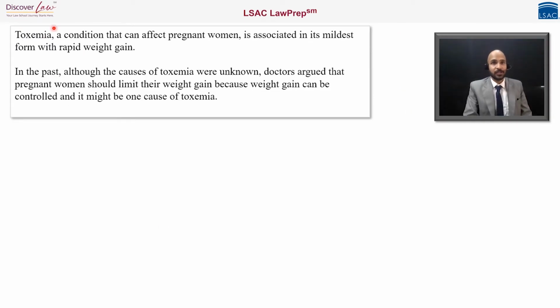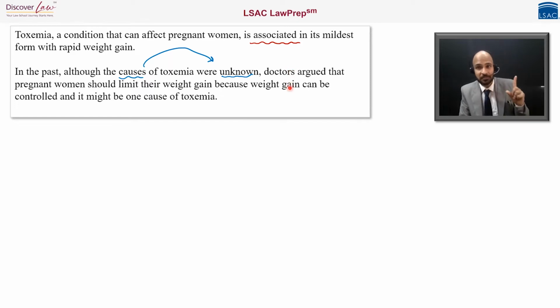Right. So toxemia, a condition that can affect pregnant women, is associated in its mildest form with rapid weight gain. Important word. It says associated with rapid weight gain. Let's move ahead. It says in the past, although the causes of toxemia were unknown. Okay, so the causes were unknown. Goes on to say that doctors argued.